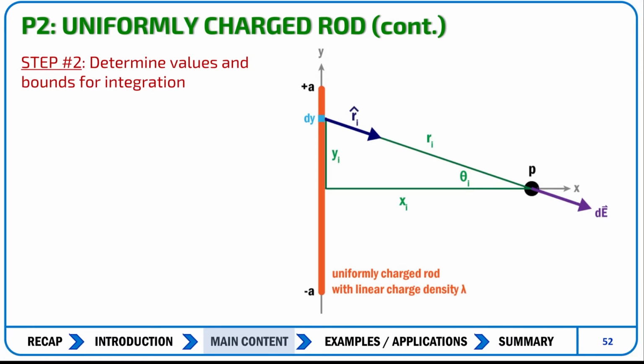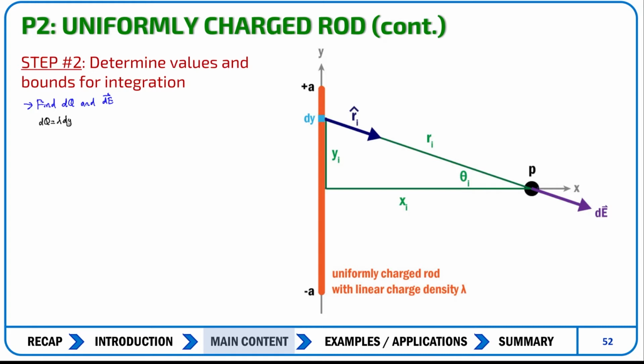The first thing we should do is find dq and dE. So first step, find dq and dE. Once we know dq and dE, then we'll be able to integrate dE to get to the total electric field E. So we already know that dq is equal to rho L dl, or in this case, it's lambda dy.